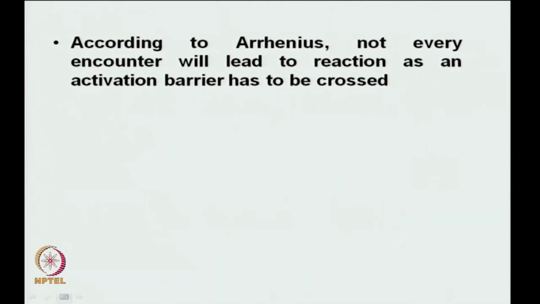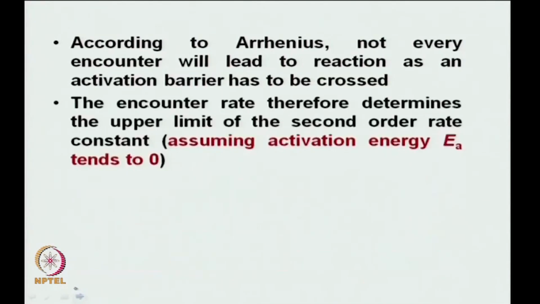Because it is not just a collision; after collision you have to cross an activation barrier. So, the encounter rate therefore determines the upper limit of the second order rate constant, assuming activation energy to be 0. That means what it assumes is once you have a collision, you are going to have a reaction. That was the assumption.